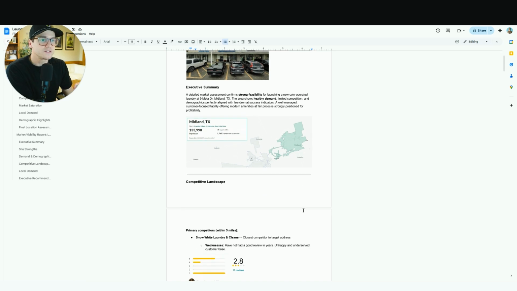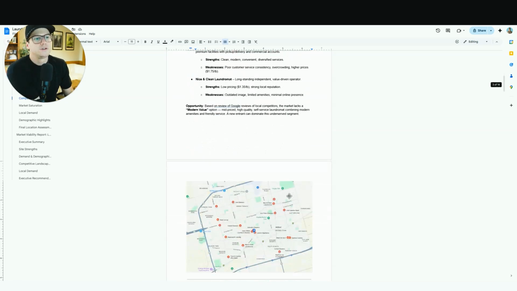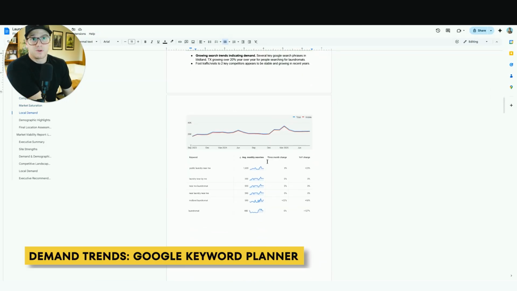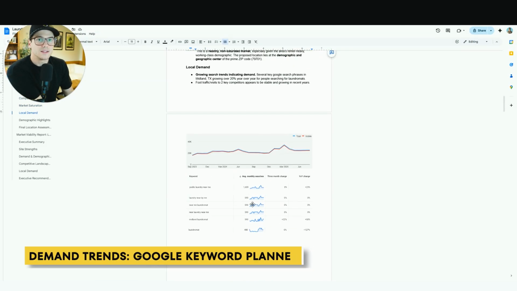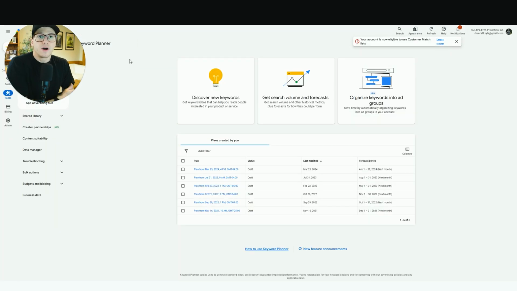So we've looked at demographics. We've looked at the number of competitors. We looked at the quality of the competitors. And then a really big one that I like to do is local demand. I think this is kind of a secret weapon. So you can go and make a free Google AdWords account. Now, it's been a while since I've created that account. I know it's free. I'm not sure what hoops you have to jump through in order to get to this type of feature.